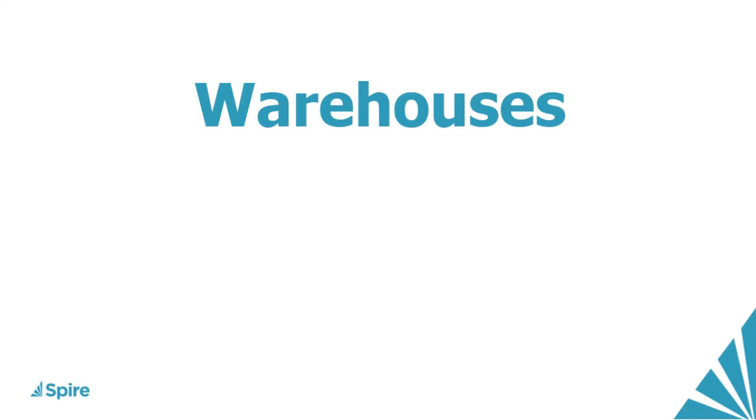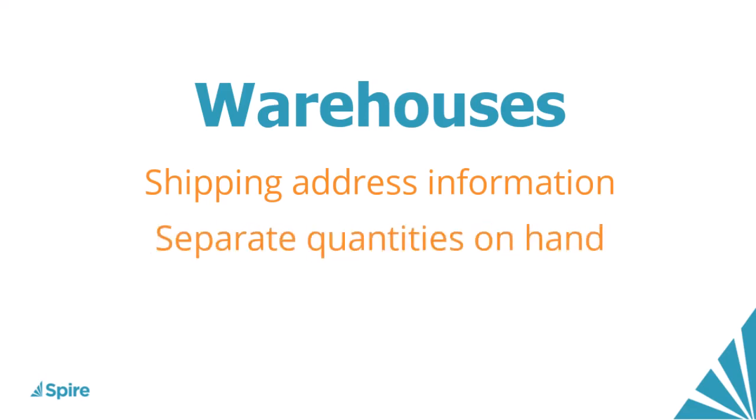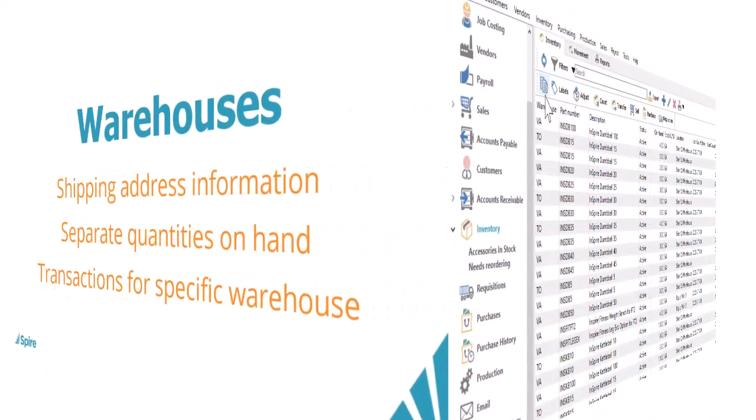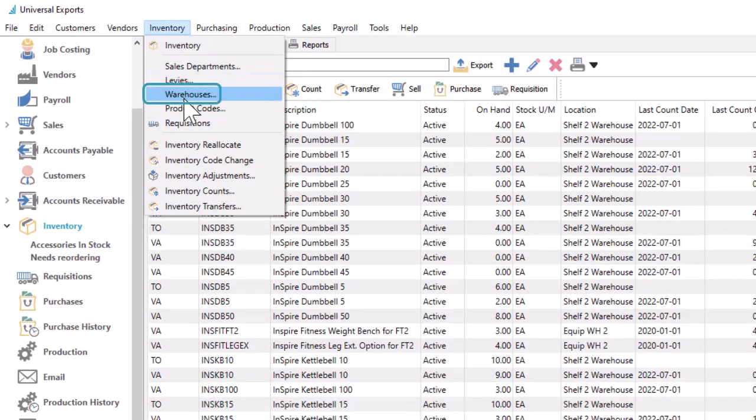When you stock your inventory in multiple places, you can configure warehouses for address information and maintain separate quantities on hand. Transactions have items allocated to a specific warehouse for quantity and amount handling. To access the list of warehouses, from the Inventory top menu, choose Warehouses.